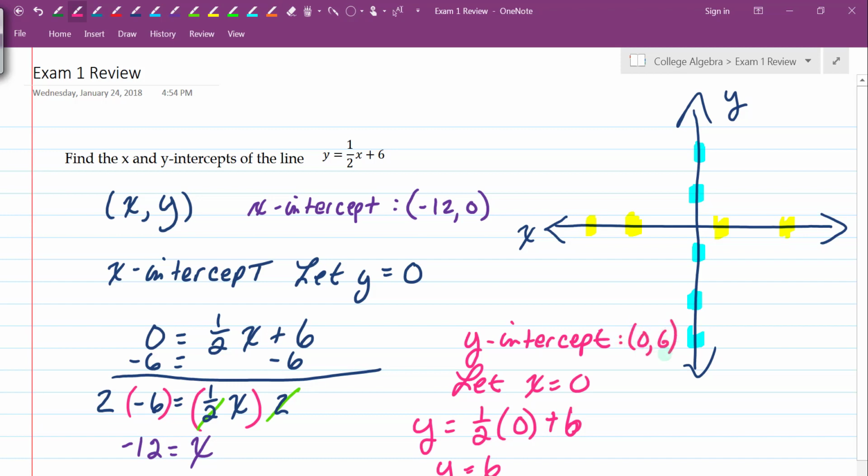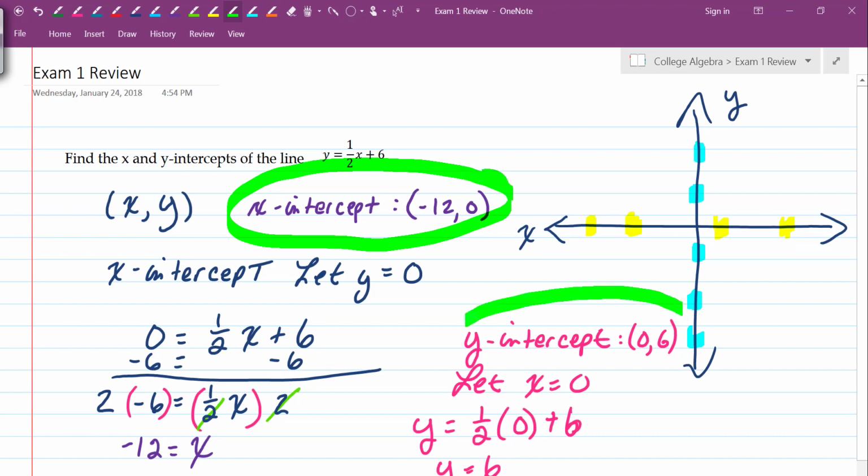Again, you have to give it an x and y coordinate for the intercepts. You just can't give a single number. So there are your x and y intercepts, and that is how we solved our problem.